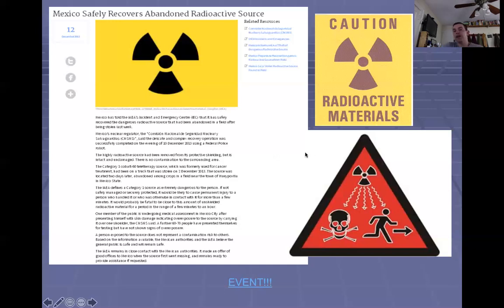The reasoning for that is that there are markings, but if you don't have familiarity with this marking or "caution radioactive materials," if you don't speak English, this may not mean anything to you. So you can take these surveys, you can know it, but you also have to communicate what you find with these surveys.